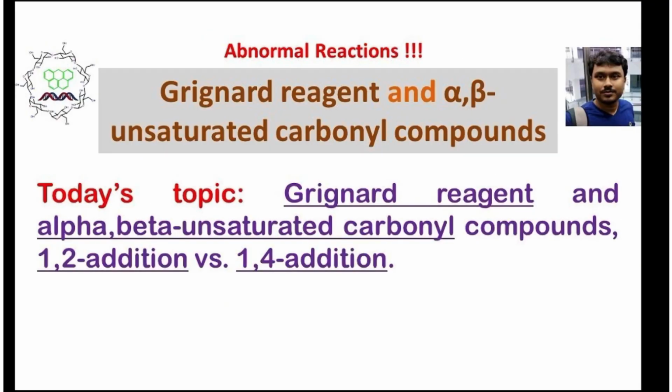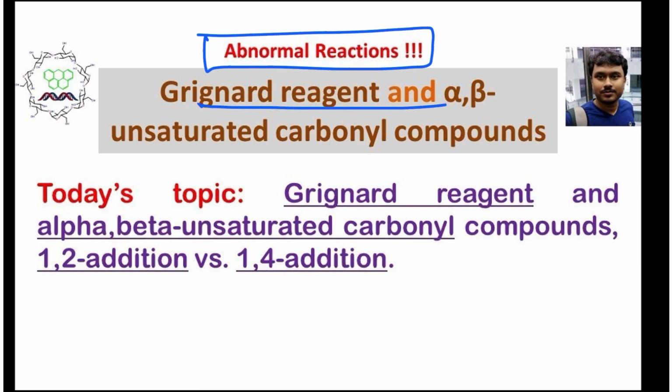By the way, I have already discussed a dedicated lecture on abnormal reactions, where actually nothing is abnormal, everything is normal from the chemistry point of view, but they are a little different compared to traditional reactions. That's why people call it abnormal reaction. So for Grignard reagent and alpha, beta unsaturated carbonyl compounds, I request you please visit for better understanding.